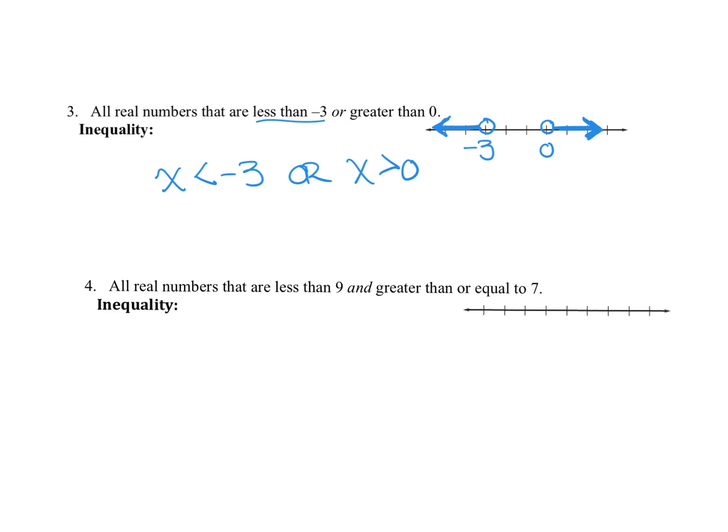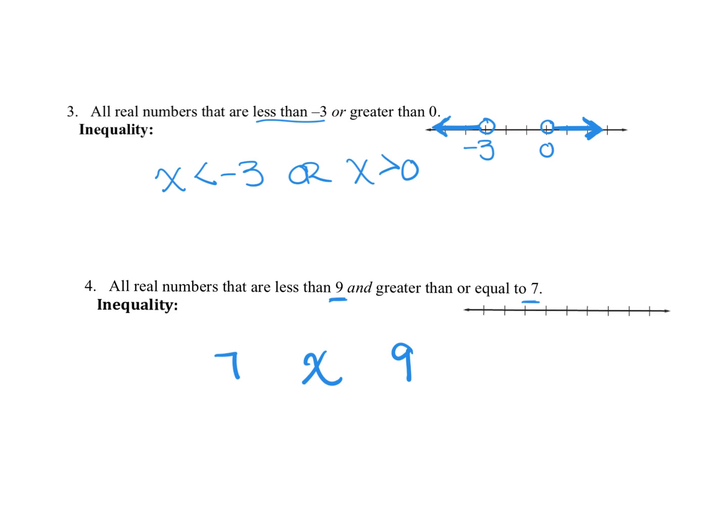All right. For number 4, it says all real numbers that are less than 9 and greater than or equal to 7. So again, remember, we're going to sandwich our variable in the middle. And notice how the 9's coming first and the 7's coming second. I like to put them in order. So I would be putting my smaller number on the left, my bigger number on the right, and because it's an "and", the variable is sandwiched in the middle.